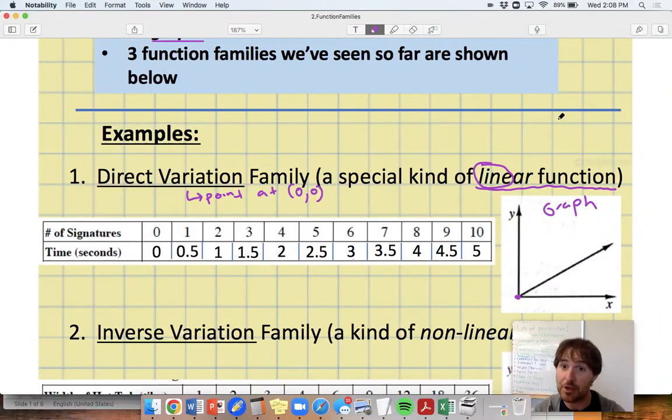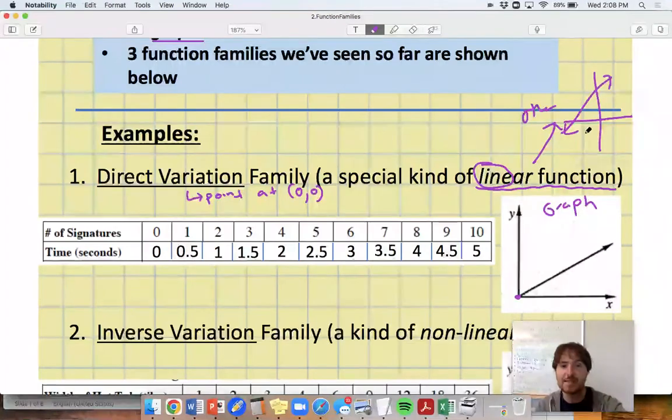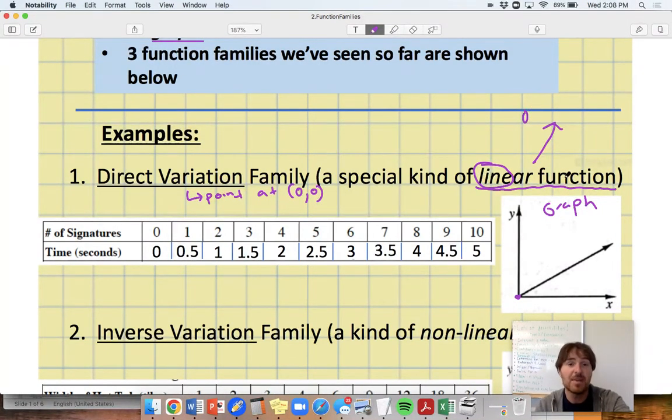That's different than other linear functions, because other ones might have a y-intercept that's not at the origin. It might look like this. If I shifted this graph up a little bit here, that's not direct variation. That's something different. That's just a normal linear function. Direct variation functions are special because they have a point at the origin. And what you end up noticing here is that rise over run, we're increasing at a constant rate.